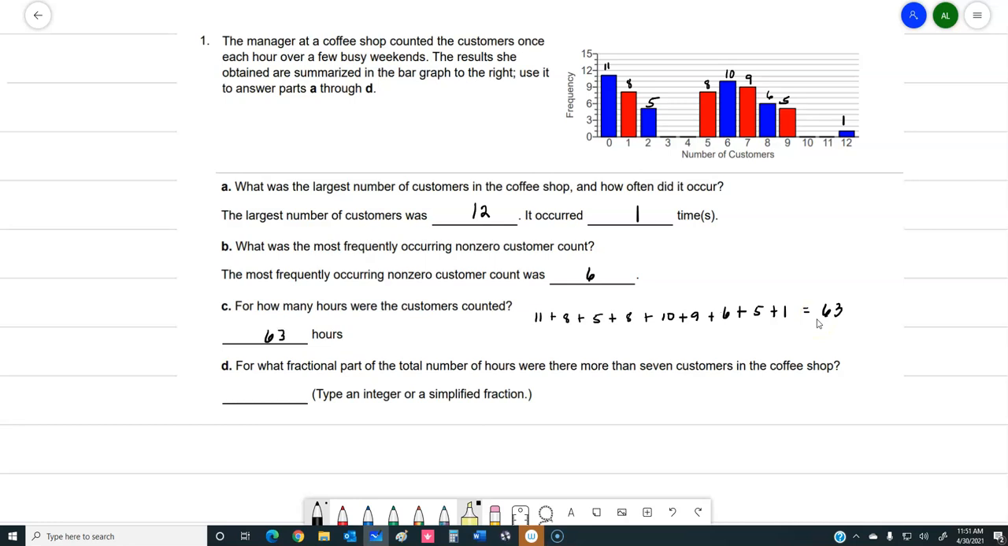For D, for what fractional part of the total number of hours were there more than 7 customers in the coffee shop? So we'll go back to our bar graph here and look for all of the customers that were listed as more than 7. So we have 8, 9, and 12.